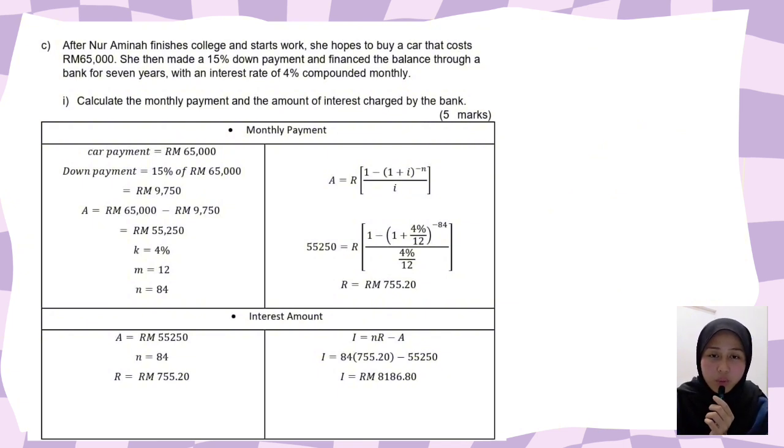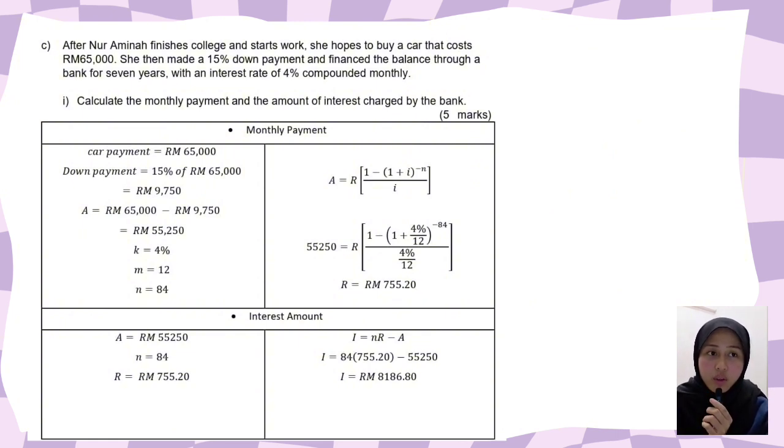So for the monthly payment, we need to use present value, which is A equals R in bracket 1 minus (1 plus i) power of negative n, over i, where i equals K over M. So we need to convert all the formula into the numbers that we listed down. A equals 55,250 ringgit equals R in bracket 1 minus (1 plus 4% over 12) power of negative 84, over 4% over 12. And the final answer for R is 755 ringgit 20 cents.